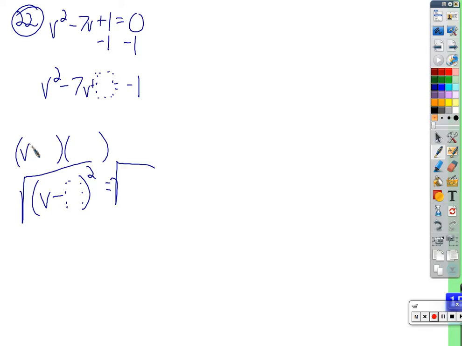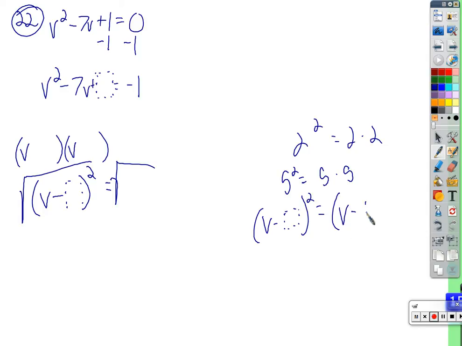Okay. So remember what I said before, the only reason we can write this as squared, you know, square means two identical things multiplied by each other. If I write 2 squared, it means 2 times 2. If I write 5 squared, it means 5 times 5. If I write v minus something squared, that's equal to v minus that thing times v minus that exact same thing. And these two things always have to add up to that guy right there. Which means we take half of that number and it goes in both places. 3.5. That's half of 7.